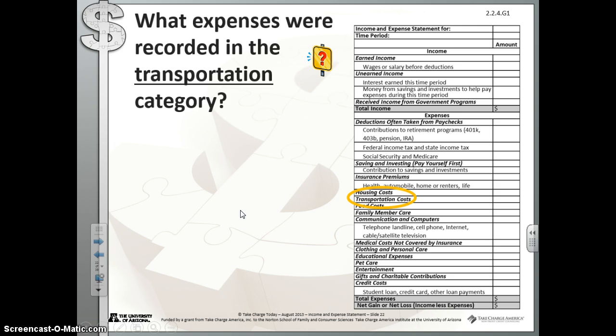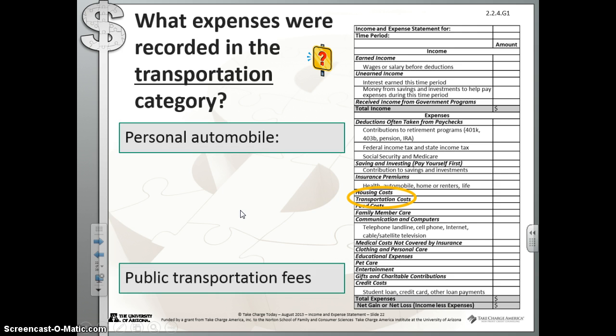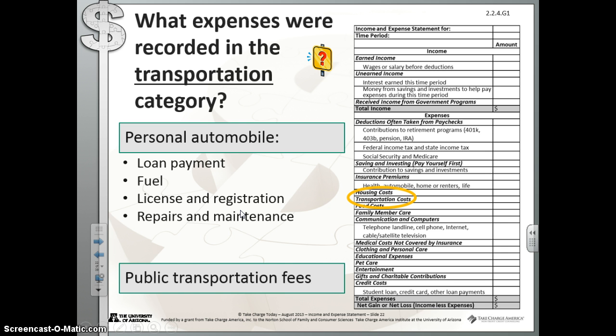What expenses would I put in transportation? I've got personal automobiles, which most of us use. That's your loan payment, in other words, your car payment, fuel, license and registration, repairs and maintenance, and insurance. Again, you would include insurance for the car. There's also public transportation fees if you use that. For example, the bus or taxi.